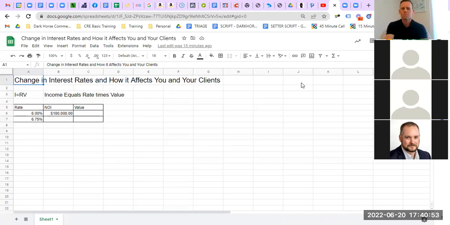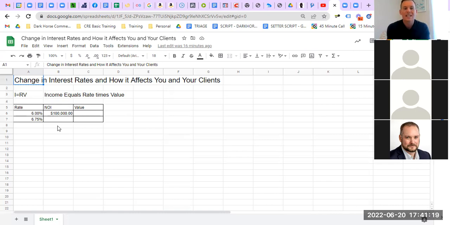So check it out. I put together a simple chart here, and it's very, very straightforward. Can anybody tell me what the relationship is between income and value? There's an old formula we have. It's called I equals RV. Can anybody tell me what that formula means? It's the basis for all valuation of income properties.